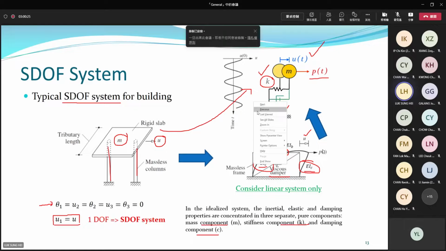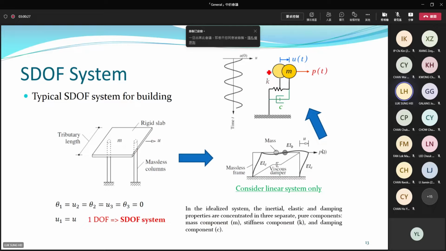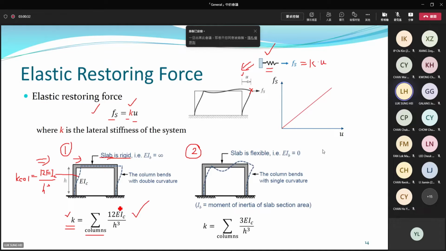Okay, K is not unknown. K is something related to column property, related to their elastic property, elastic modulus, related to their cross-sectional property, related to the height, the length of the column. So K is not unknown. K depends on the property of members, columns.